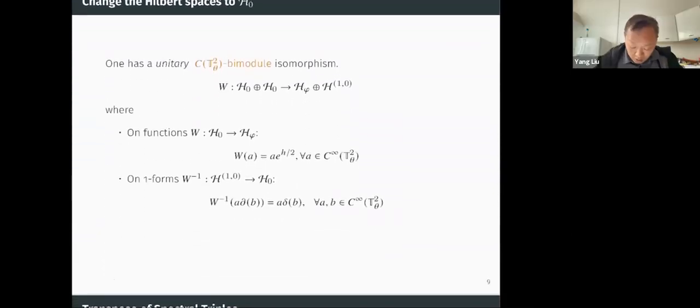So here we can identify H_phi and H_0, because they are the same as a vector space with different inner products. This identification is not difficult. You just correct the corresponding volume.